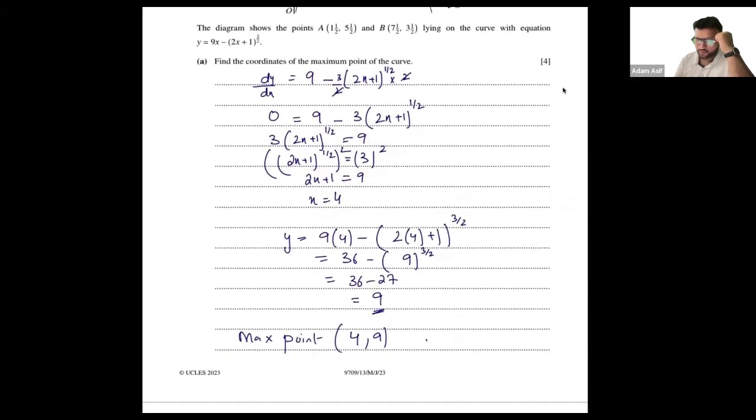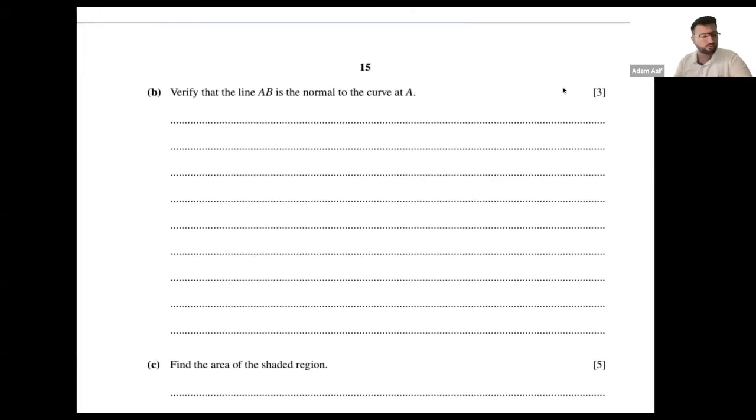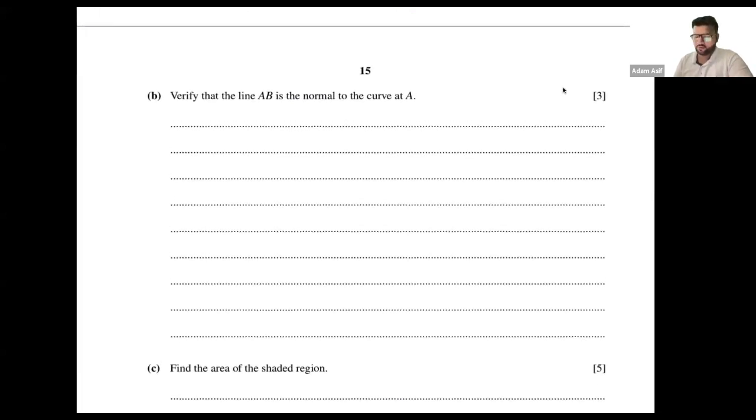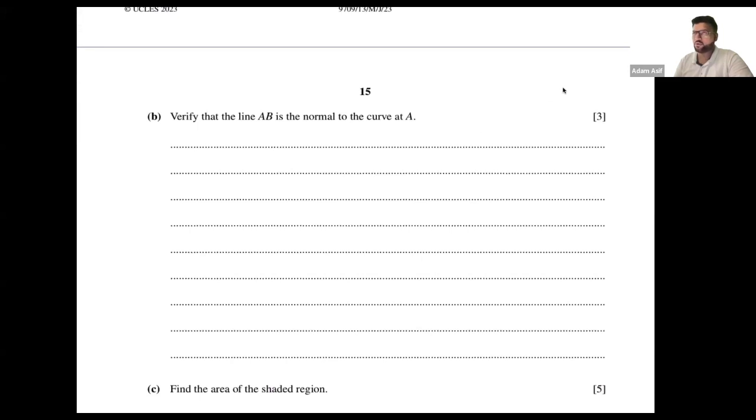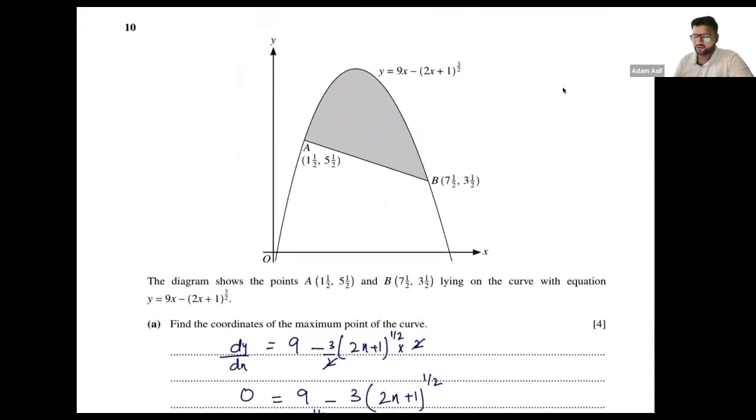This was the working for part A. Part B says, verify that the line AB is normal to the curve at A. How can we verify that it's normal to the curve at A?